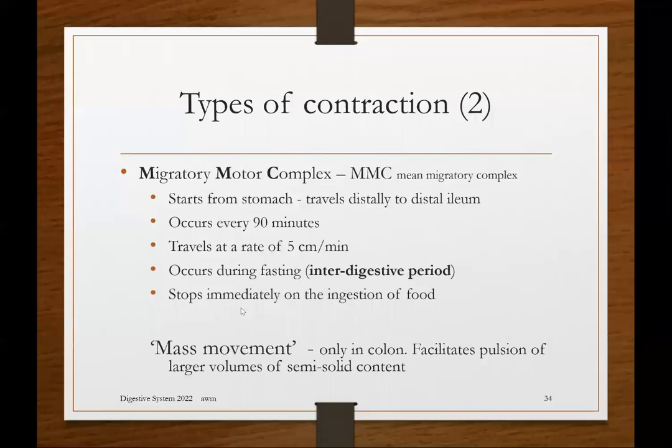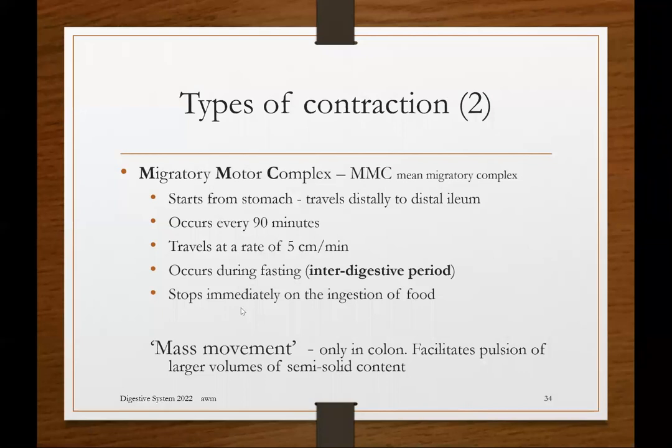Also, any residual food or luminal content that was not emptied, for example when the stomach is emptying into the duodenum, or when the content is going into the jejunum or into the ileum, all that will be pushed along. And this migratory motor complex stops immediately on the ingestion of food. So the minute you start eating, it disappears. It doesn't occur again until you finish that meal, and then it starts again.